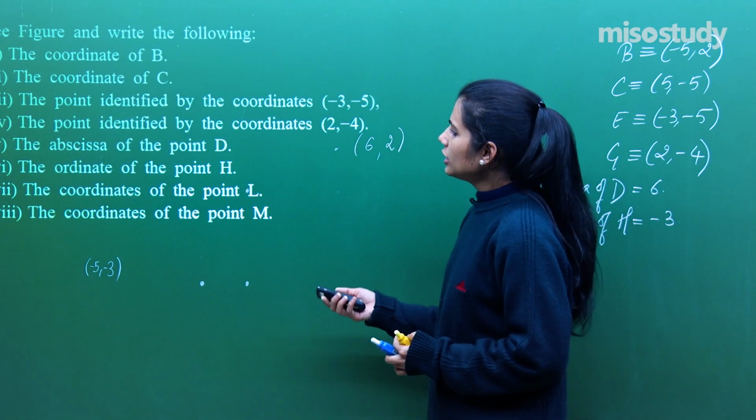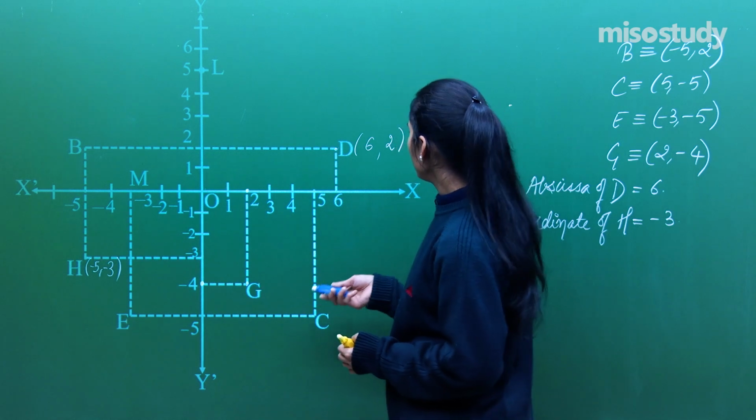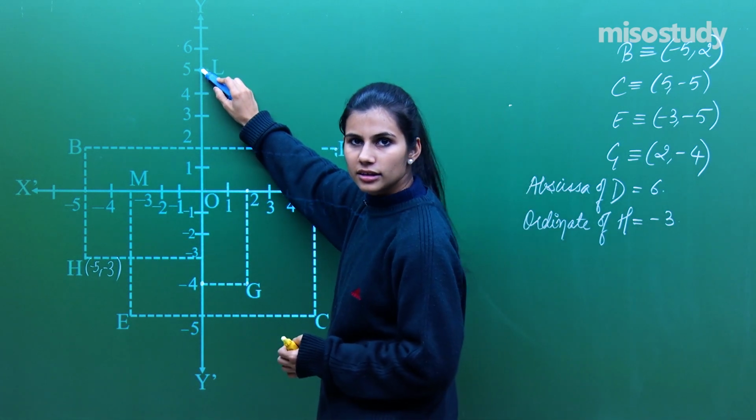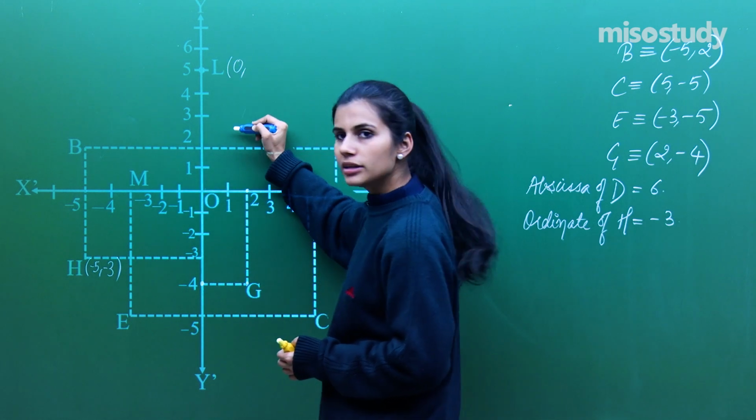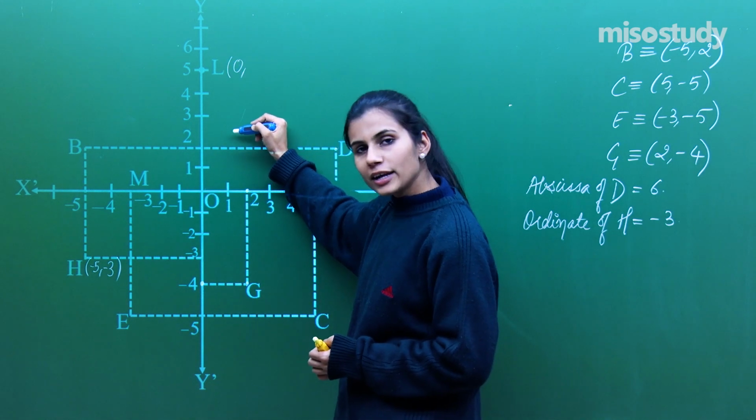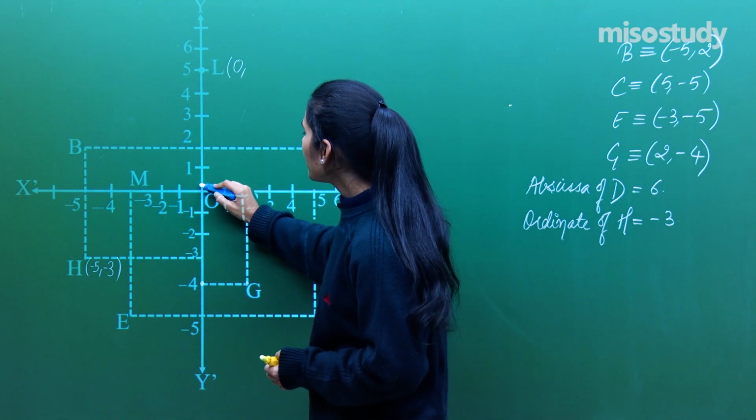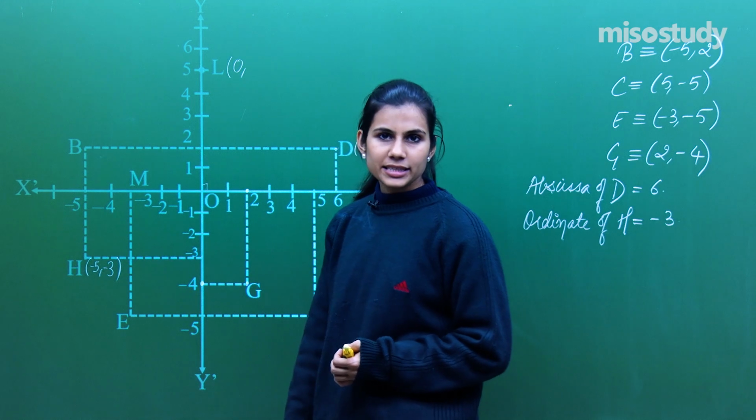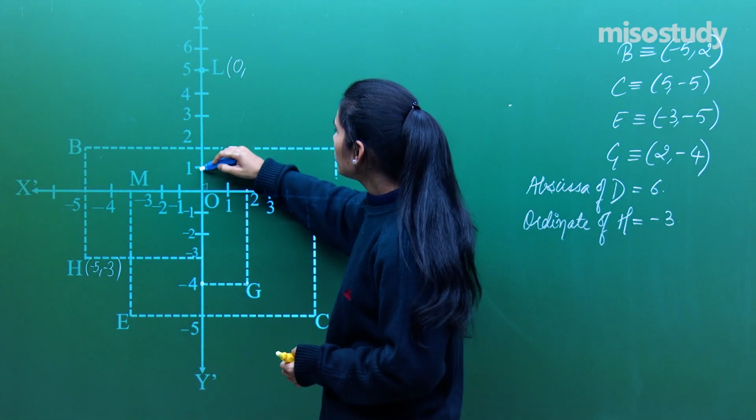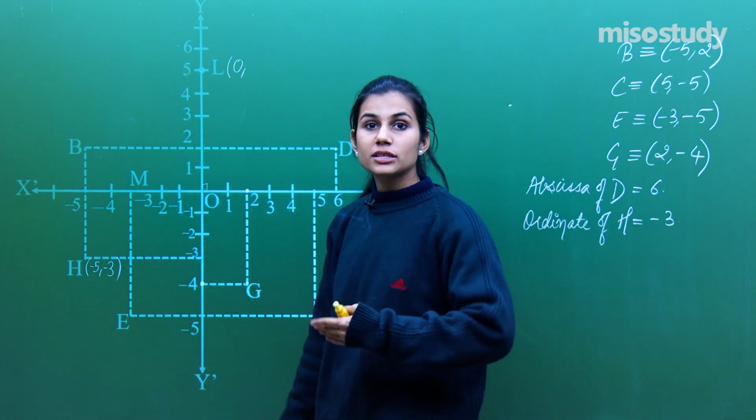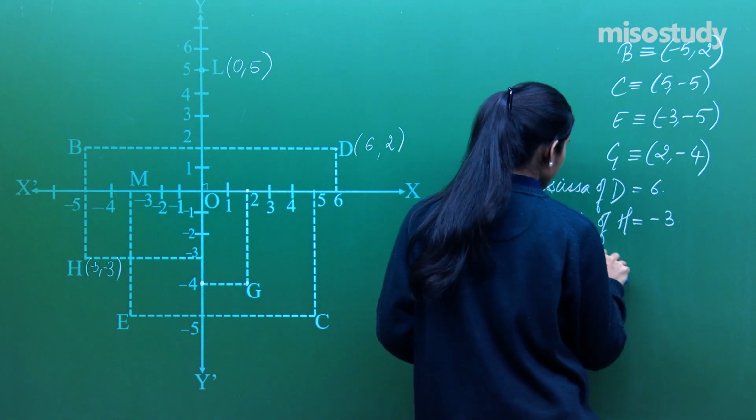Next is coordinates of point L. Where is point L? This is point L. Point L first of all is lying on the y-axis, so its x coordinate is 0. What is its y coordinate? Y coordinate is the distance of the point from the x-axis. From this point, when I drop a perpendicular at origin, it meets the x-axis. So what is the distance from L to O? OL is actually 1, 2, 3, 4, 5 units along positive y-axis. So (0, 5) are coordinates of point L.